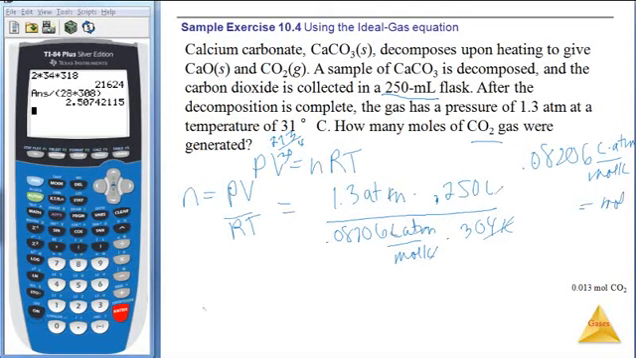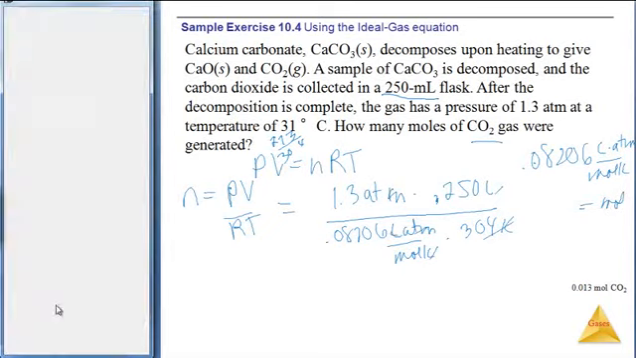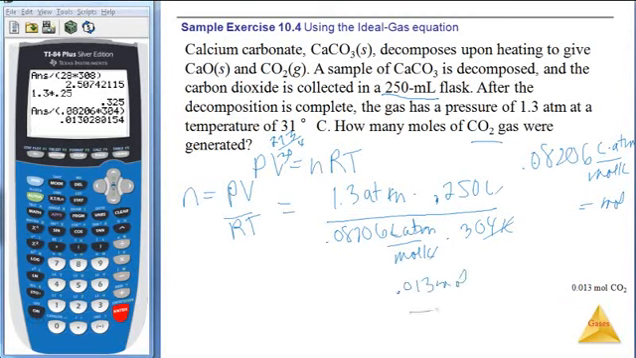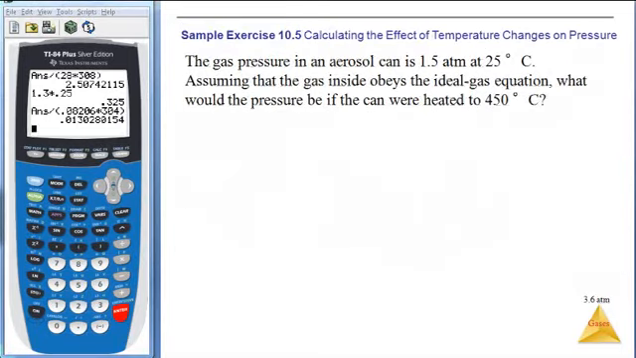If I punch this in, 1.3 times 0.25, divided by, in parentheses, 0.08206 times 304, close parentheses, I get 0.013 moles of CO2. It looks like I want two sig figs, 0.013 moles. Okay, let's take a look at another.